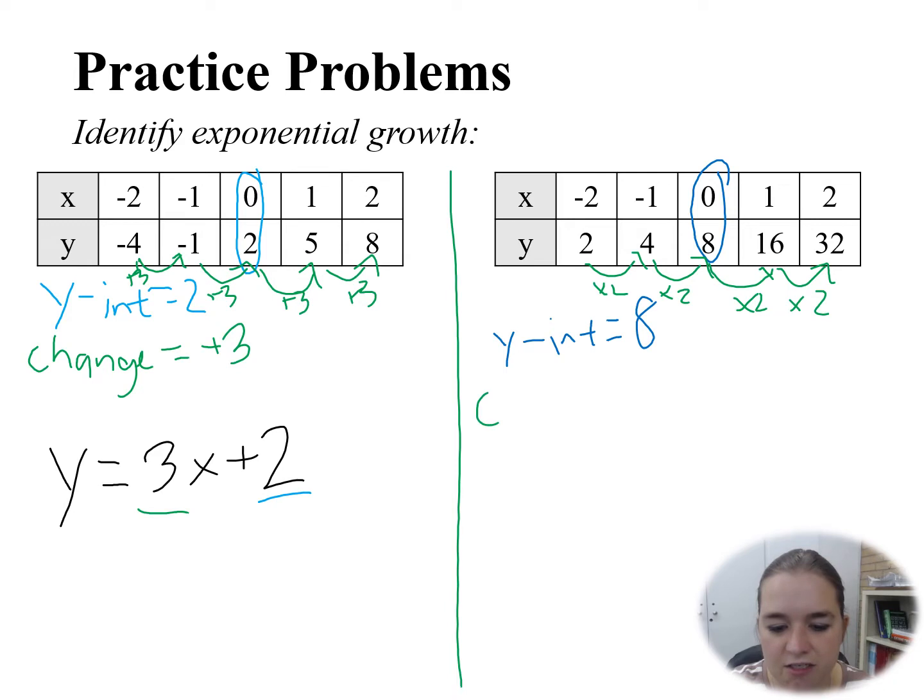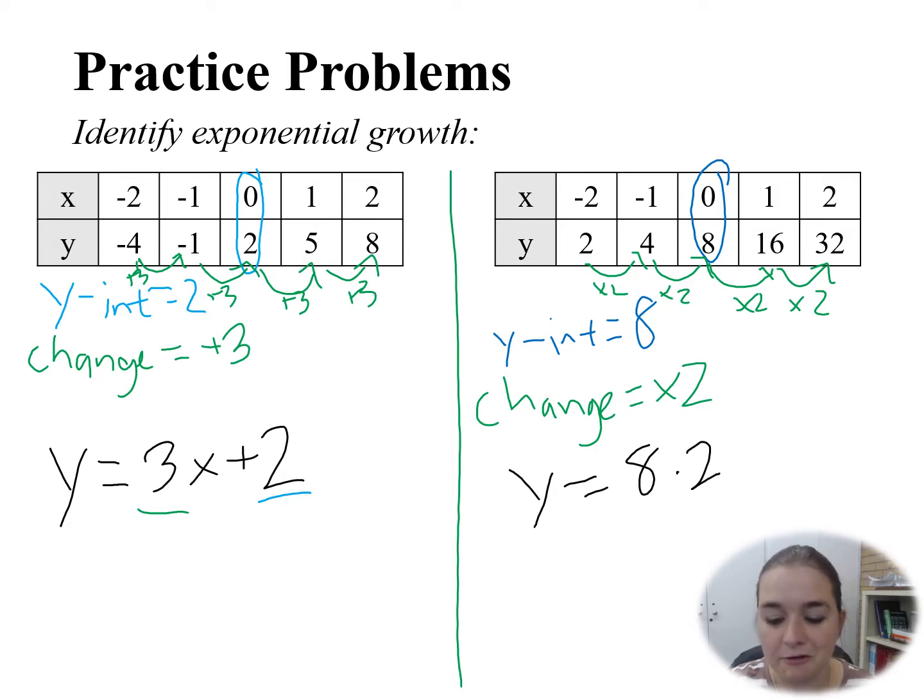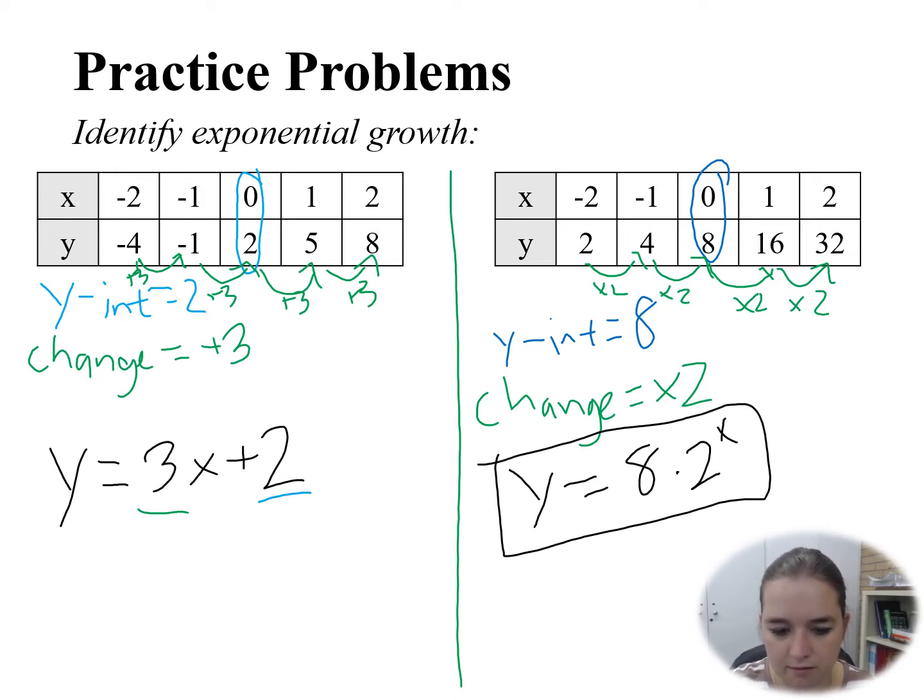So my change, in this case, is a growth factor. My change is multiplying by 2. And so I can represent that with my exponential function, where y equals my y-intercept multiplied by my rate, or by my growth factor to the power of x. And that would tell me that I'm multiplying by 2 every time. Let's see, I had my change and my y-intercept.